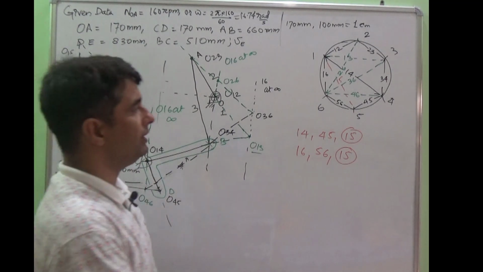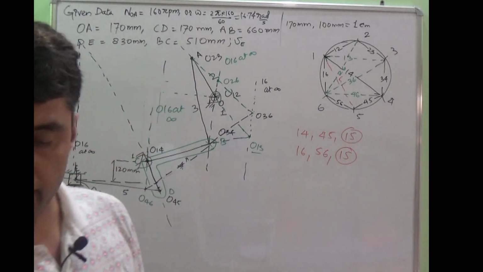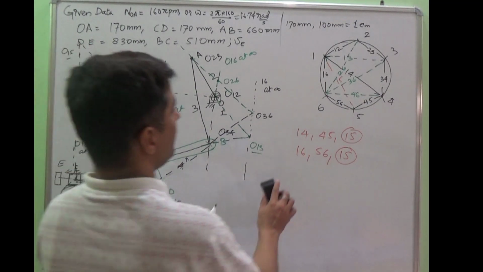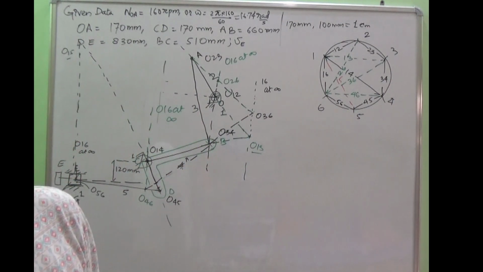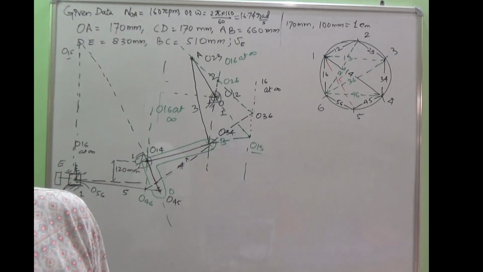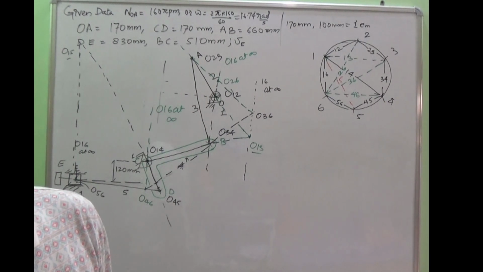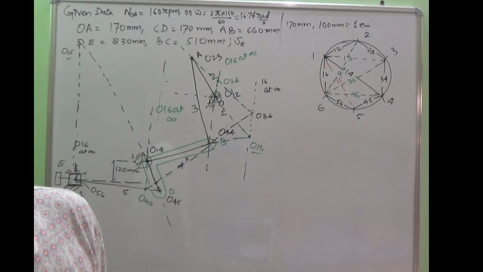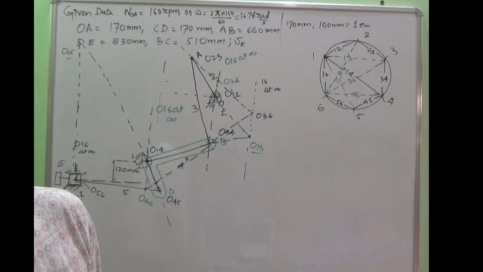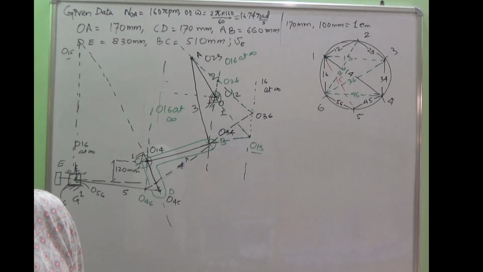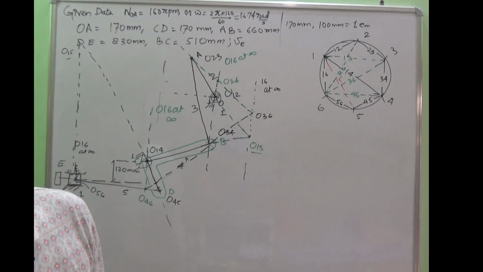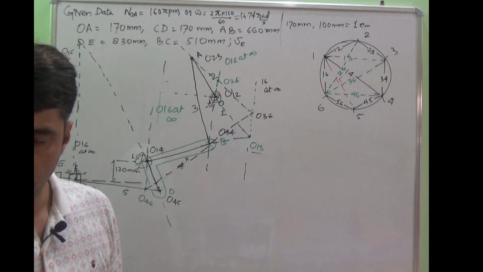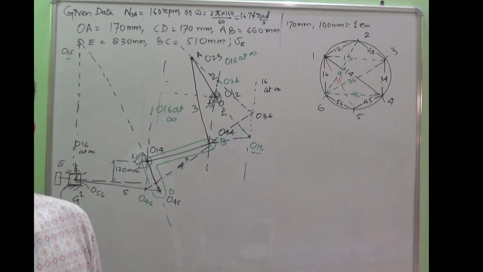So now we are done with all the I centers which are required to estimate the unknown parameters like the velocity of E and other things. So let's begin calculating the different unknown velocities. First of all, we need to calculate the velocity of E. To calculate the velocity of E, the first thing we need to do is estimate the velocity of O26, assuming it is lying on link 2.